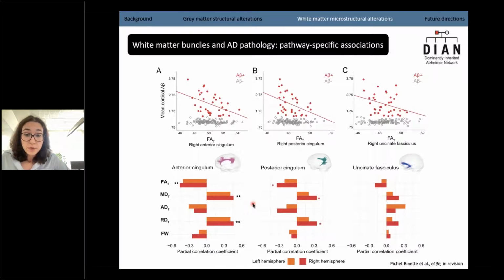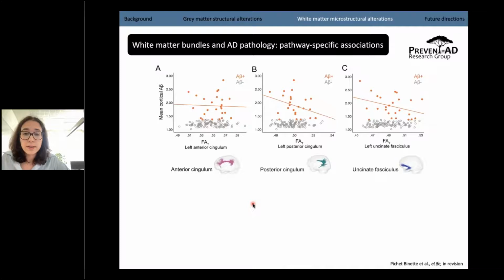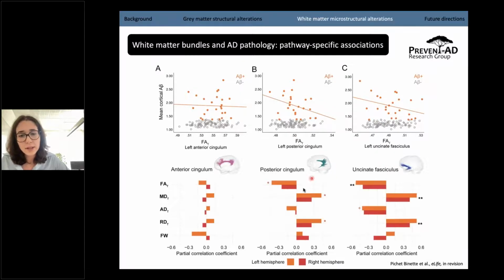If we now turn to the PREVENT-AD cohort, the results are presented the same way. This time the main bundles where we see associations are the posterior cingulum and the uncinate fasciculus. And looking across our different diffusion measures of interest, again, we see the same pattern of associations emerging, suggestive of microstructural degeneration in those participants who already have pathology.